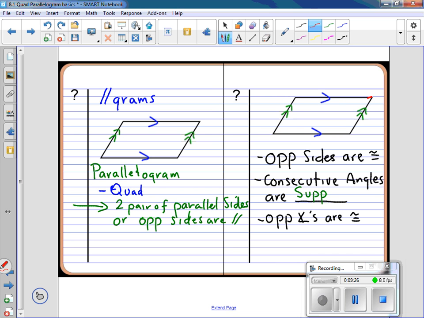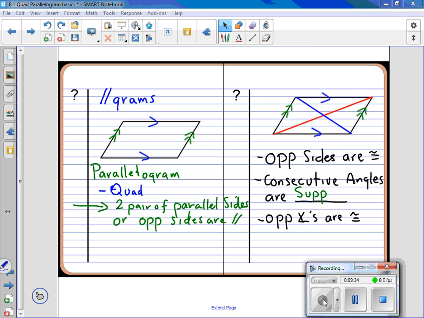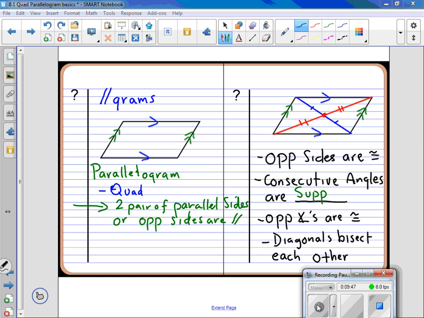And then finally, what we're looking at is the diagonals. When we draw the diagonals, what we find out is that there's a characteristic of those. When they intersect, they create a point, of course, but they bisect each other. They cut each other in half. This is a cool thing, so let's go ahead and note that. All right, very good. So the diagonals bisect each other.